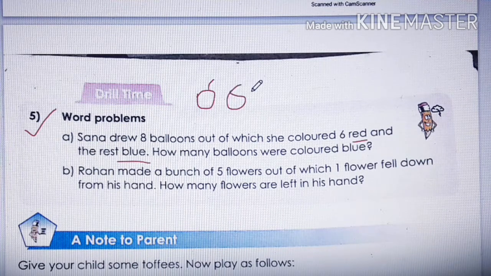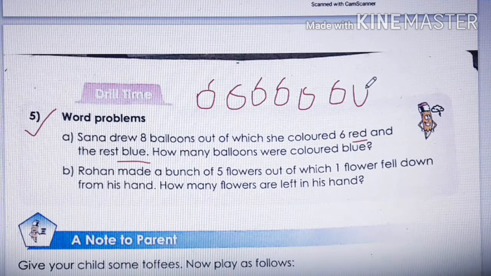Let's count. 4, 5, 6, 7, 8. Okay, so she drew 8 balloons. Now, out of these 8 balloons, children, she colored 6 red. 6 balloons with red color.